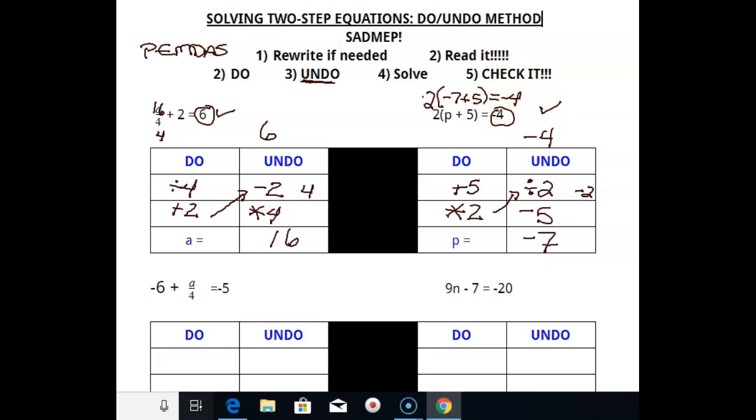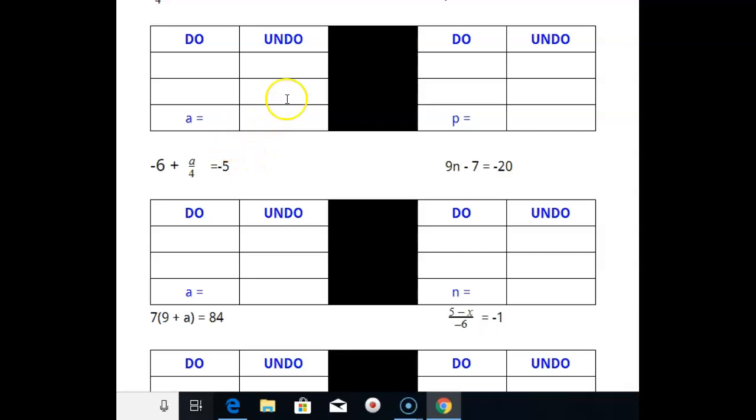I'm going to scroll down here so that I can show you the next one. In the 2 problems before, we had some division, we had some multiplication, we have some addition, and we have some subtraction. That's it. That's a 2-step equation. They all have the same processes in there. They don't always have division and addition or multiplication and subtraction. It just depends.